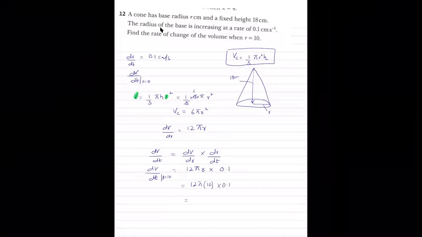So if the question says exact, 10 times 0.1 is 1. So the answer is going to be 12 pi centimeter cube per second. This is the exact answer. In ADMAS, mostly you are always asked to write down the exact answer.